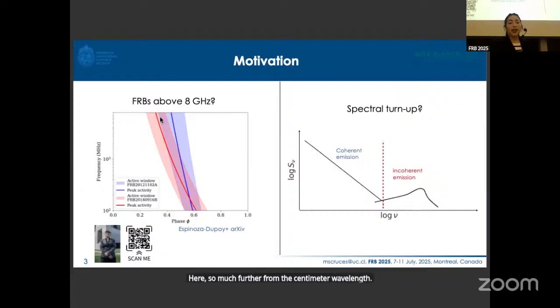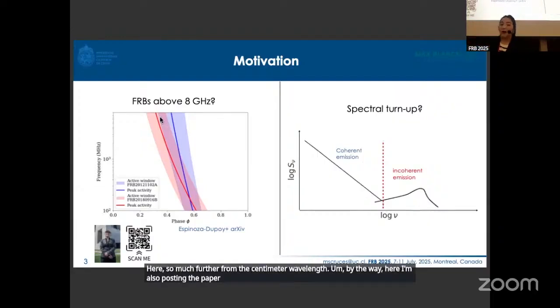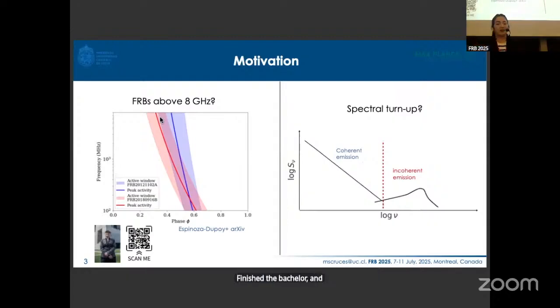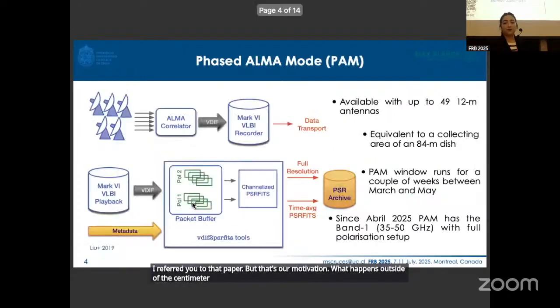By the way, here I'm also posting the paper that recently came out that we submitted with my student Constanza, who this week finished the bachelor and submitted a paper at the same time. So if you want to know more about the chromaticity of FRBs, I refer you to that paper. But that's our motivation. What happens outside of the centimeter band?